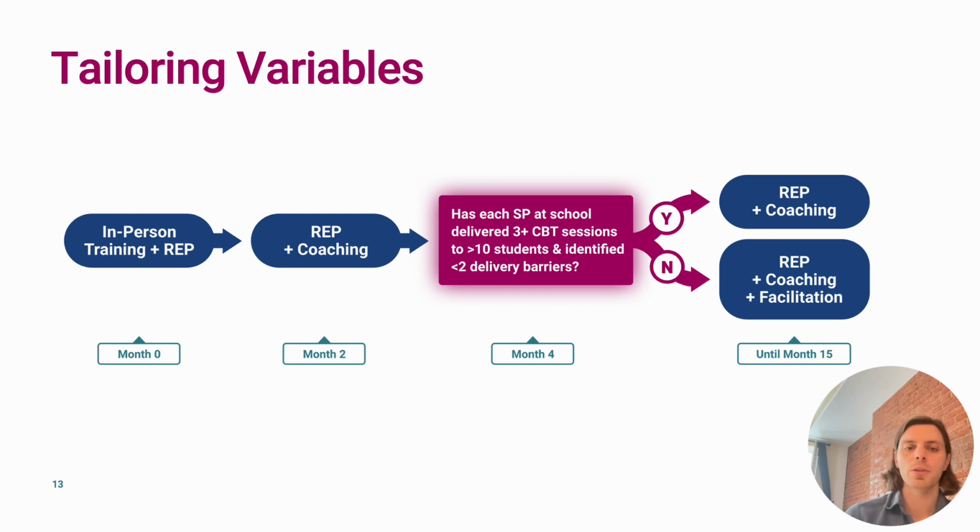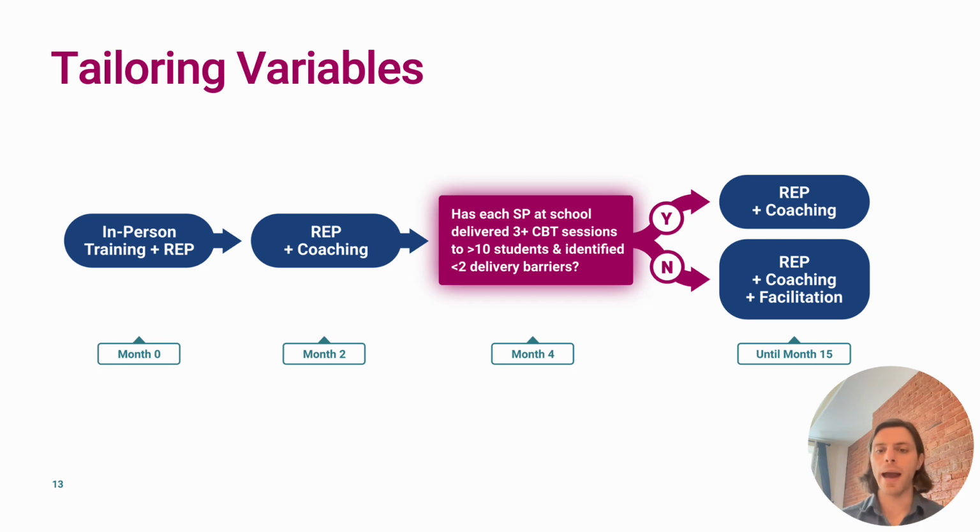Next, we have tailoring variables. So we actually have 2 tailoring variables, and there are some special considerations here as well. So the first tailoring variable is the amount of CBT provided by a school professional, and the second one is the number of barriers to delivery identified by the school professional. Now note, those variables are tracked at the school professional level, but the decision needs to be made for the entire school, because the entire school receives the same tailored treatment.